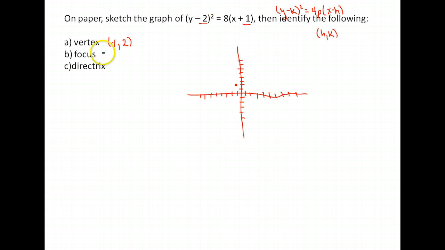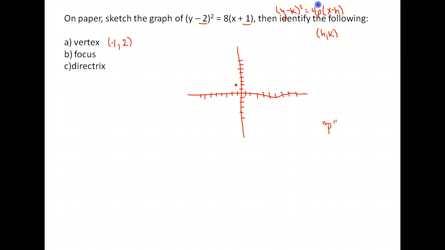The next thing we're supposed to find is the focus point. Now, the focus point is a point inside of the parabola. It's a distance of p from our vertex. So when you're trying to find the focus point, you need to do two things. You need to say, what is the value of p? And also, which direction is this parabola opening? Because the focus would be in that direction.